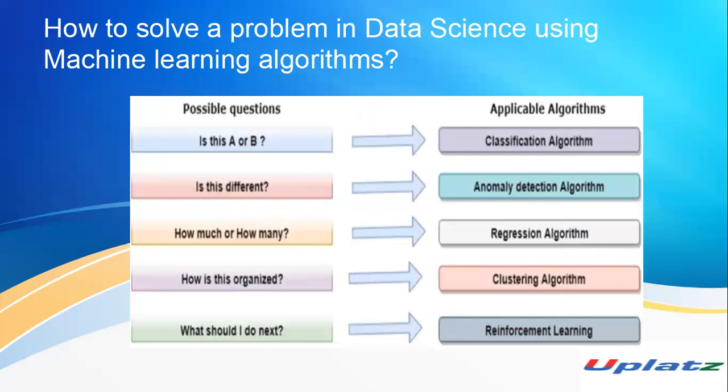Now, next is how to solve a problem in data science using machine learning algorithms. So now let's understand what are the most common types of problems in data science and what is the approach to solve these problems. So in data science, problems are solved using algorithms, and the diagram, what you will see here, represents the applicable algorithms for the possible questions.